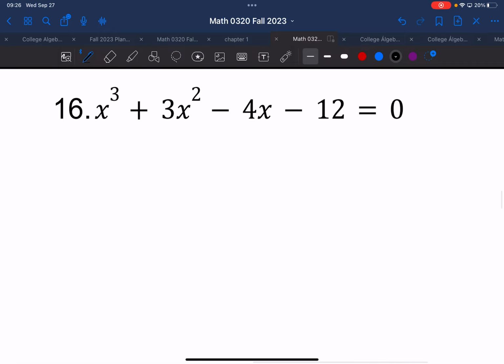Okay, go ahead and take a moment and work on 16. We have 4 terms, so that should tell you to do what? Factor by grouping.